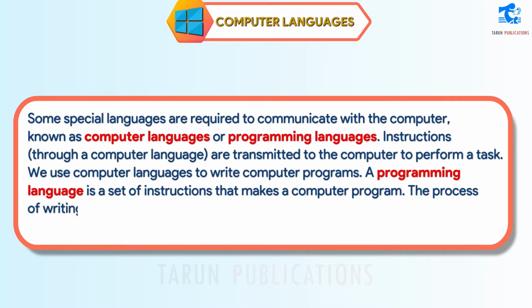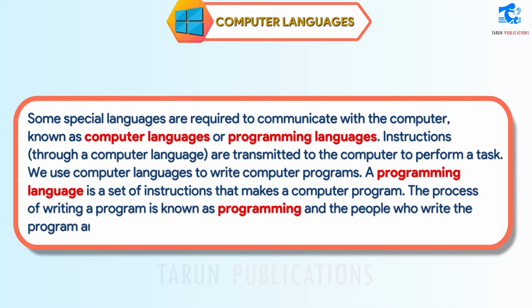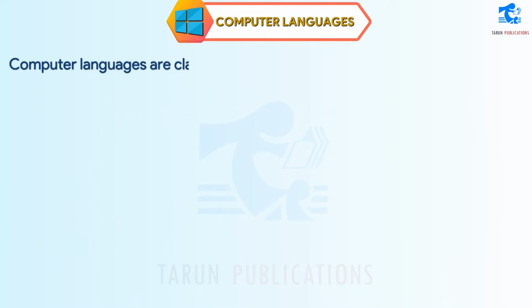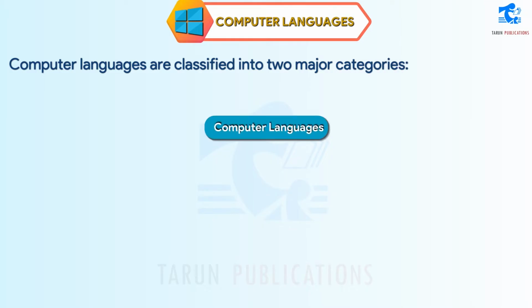The process of writing a program is known as programming, and the people who write the program are known as programmers. Computer languages are classified into two major categories. Computer languages.